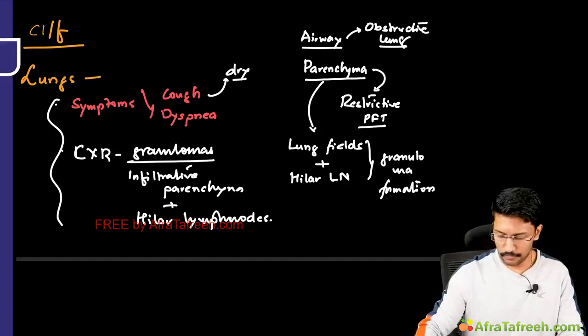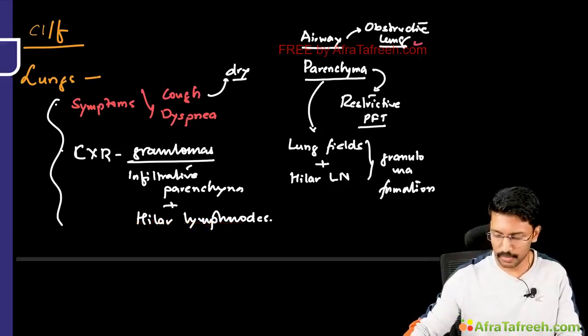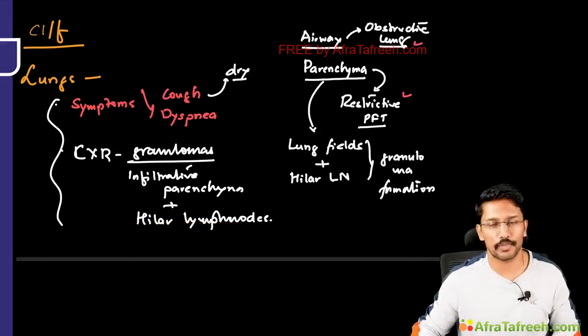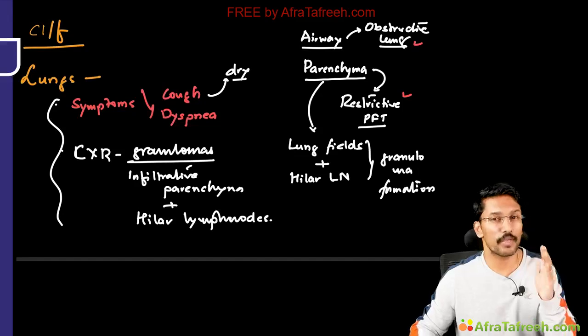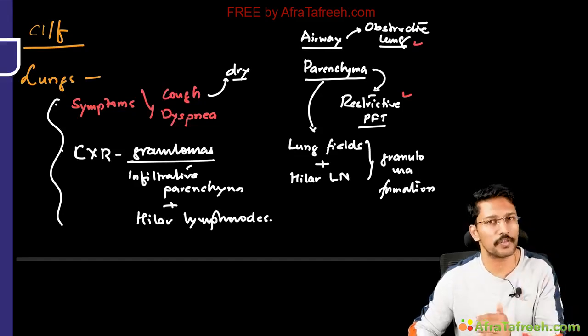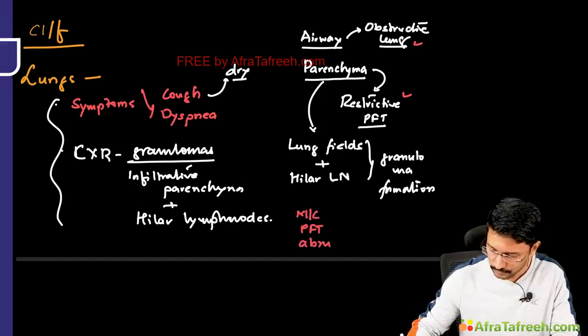Okay, so if you do a chest X-ray, these are the findings. If I do PFT, I might get obstructive or restrictive or a mixed picture. There can be one important MCQ asking you, what is the most common PFT abnormality in patients with sarcoidosis? So the most common PFT abnormality, because parenchymal changes are the earliest one.